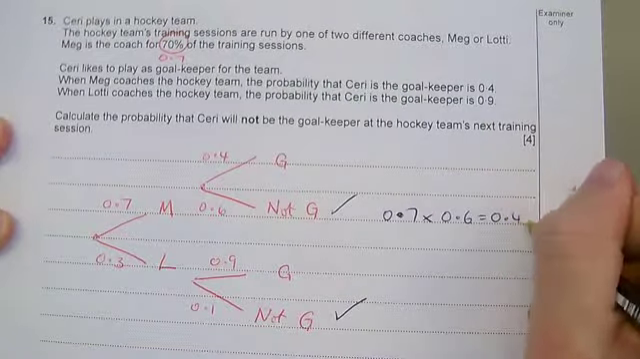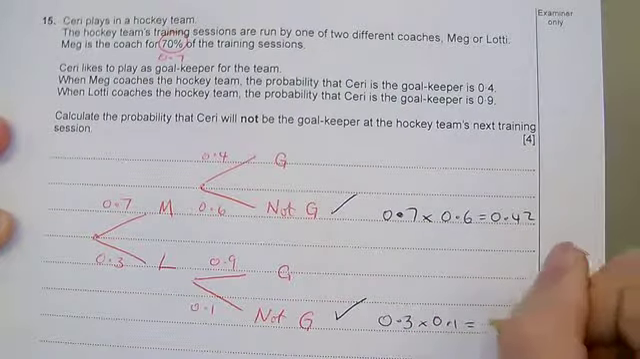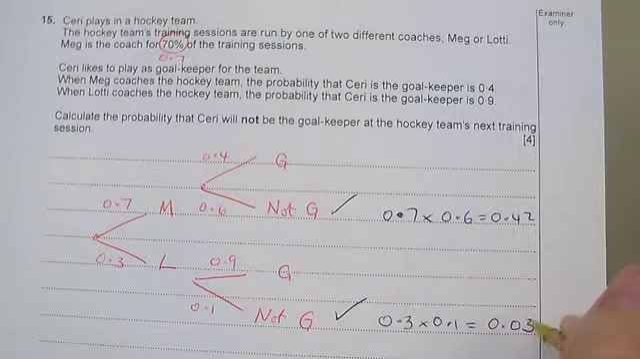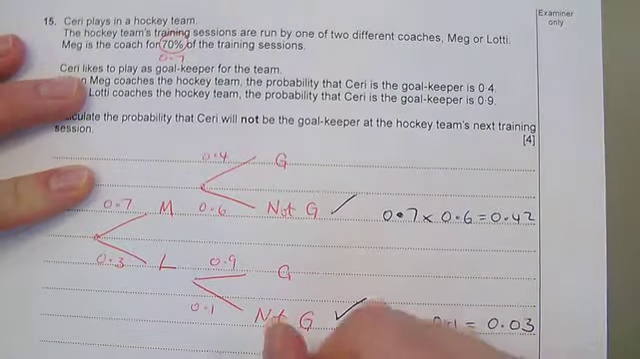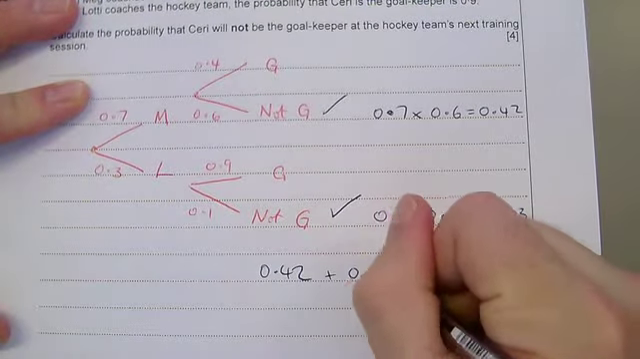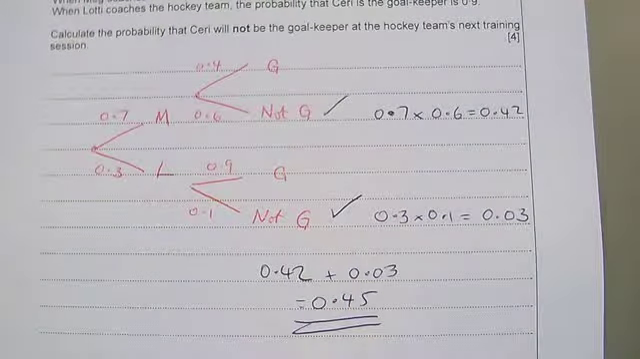So 0.42. Remember, use your calculator if you're unsure. 0.3 times 0.1, stick it into the calculator. It's a good one. It's funny because it's so wrong as well, so it's just testing you. 0.42 plus 0.03 is 0.45. Could do, what's that, 9 over 20? Yeah, fine.